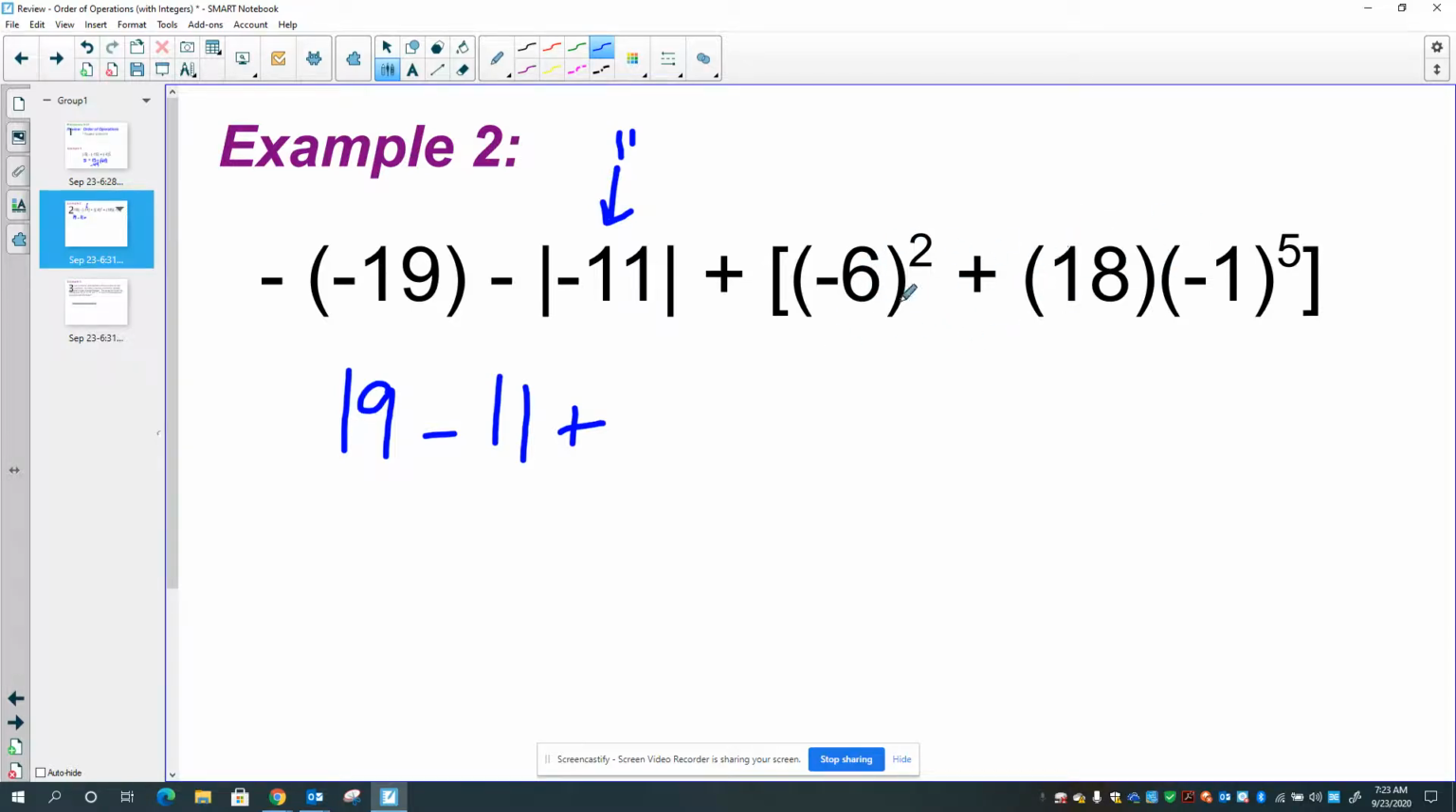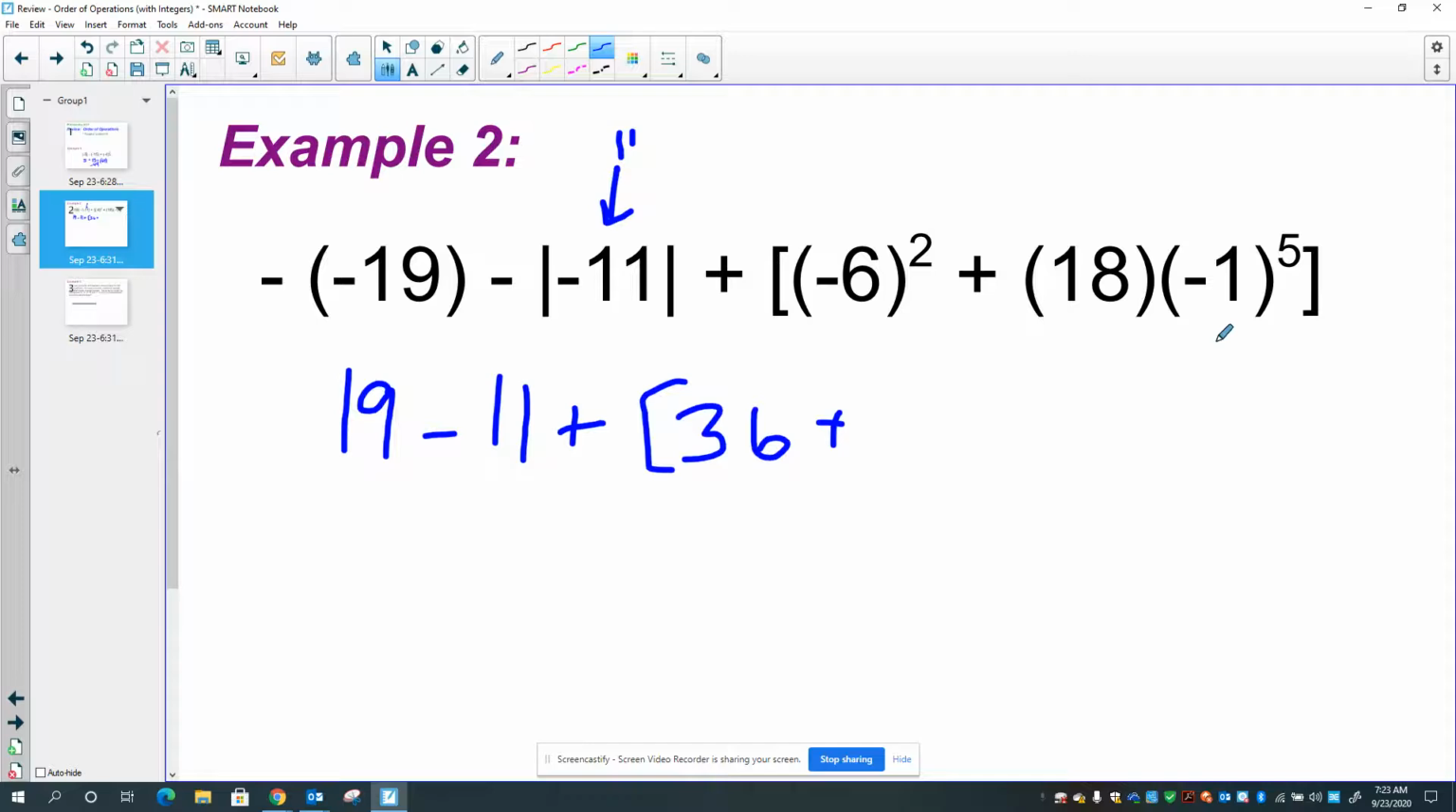We need to start with the exponents. So in this bracket, -6 squared is going to give us +36. And then we're going to add to that. Well, I need to simplify this now. Don't multiply first, because that's going to be like -18 to the 5th. That's a really, really large number.